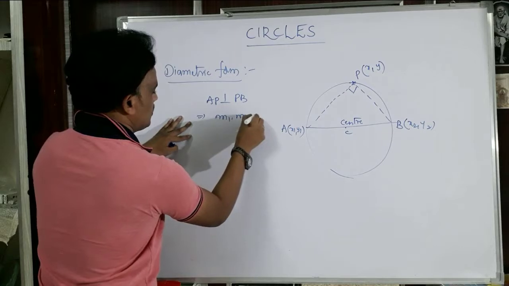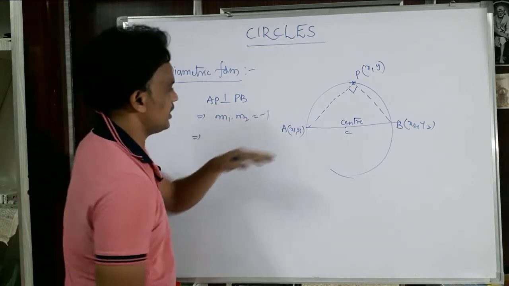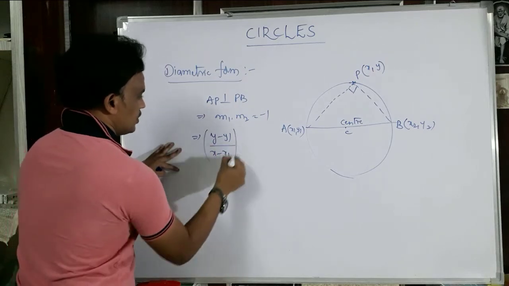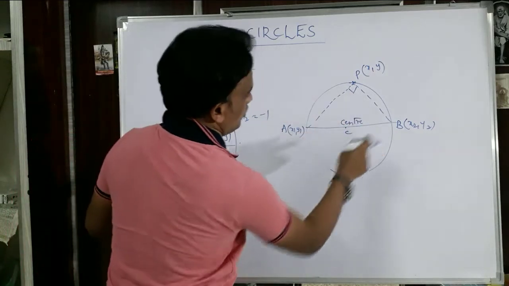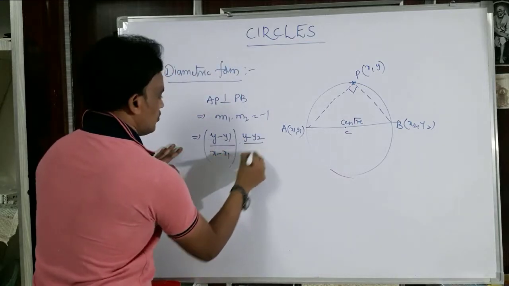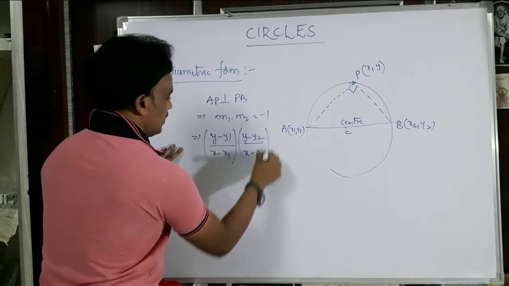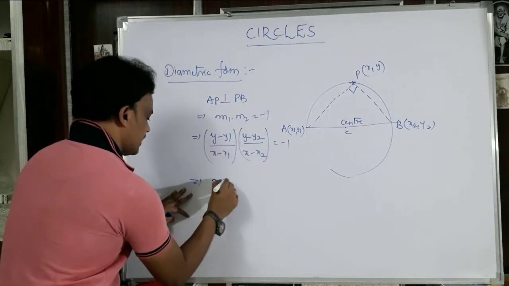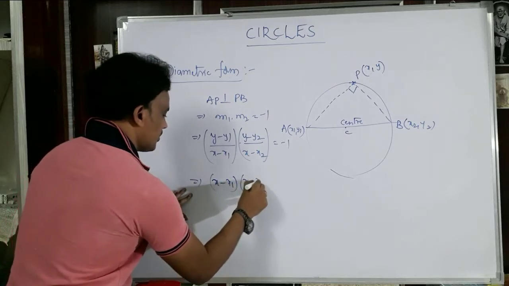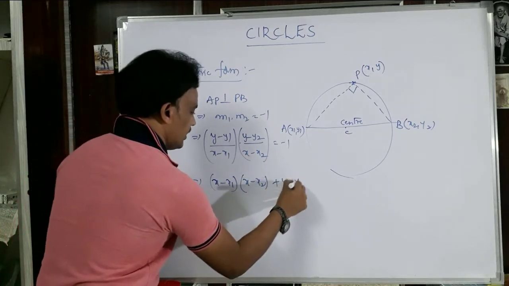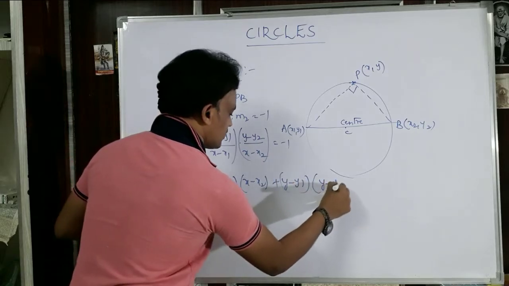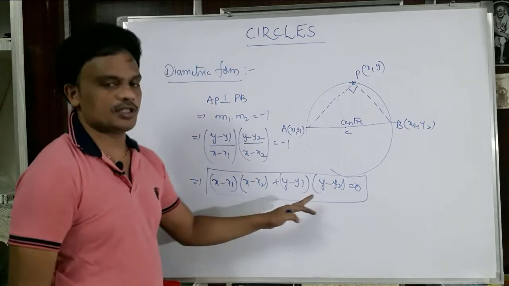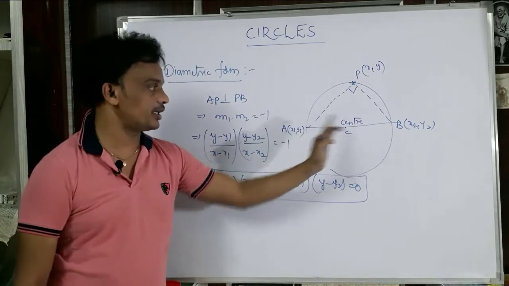So, the product of these slopes is minus 1. This can be written as (y minus y1) by (x minus x1) into the slope of PB, which is (y minus y2) by (x minus x2), equals minus 1. By simplifying this, we will get the equation (x minus x1) into (x minus x2) plus (y minus y1) into (y minus y2) equals 0, which is the equation of the circle whose ends of diameter are given.